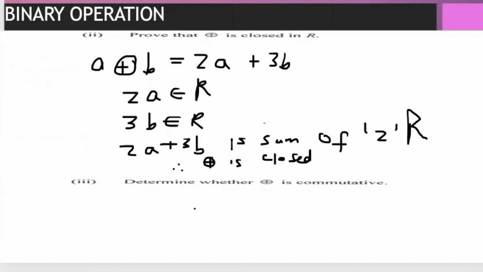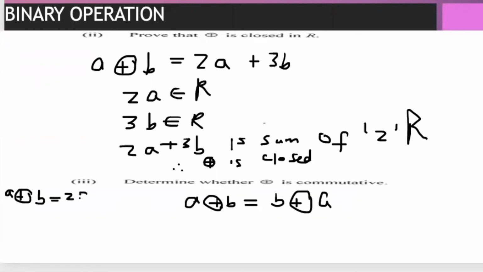Now, determine whether O plus is commutative. Commutative means that if I have A O plus B, it is the same as B O plus A. A O plus B was given to us already. A O plus B in the original question is given as 2A plus 3B. So the left hand side will remain as is. So A O plus B is 2A plus 3B.